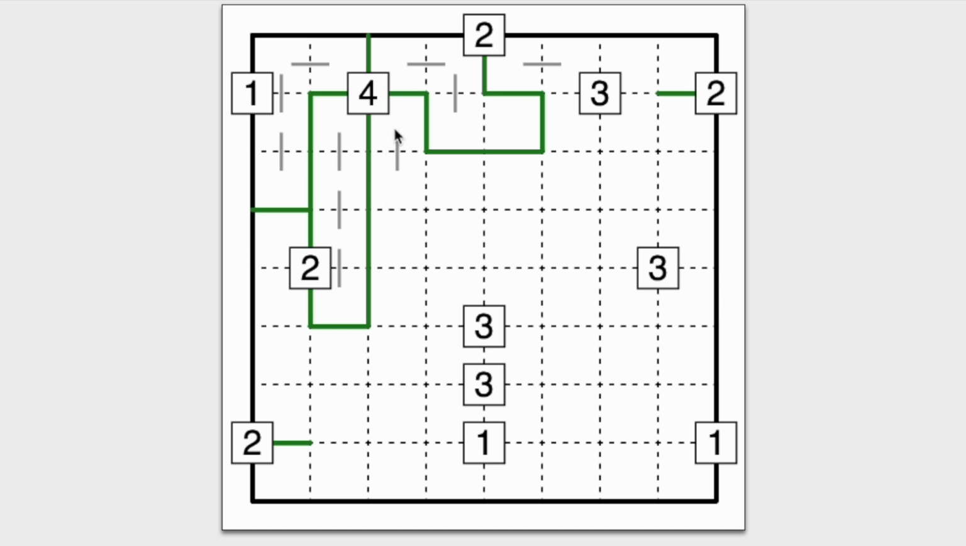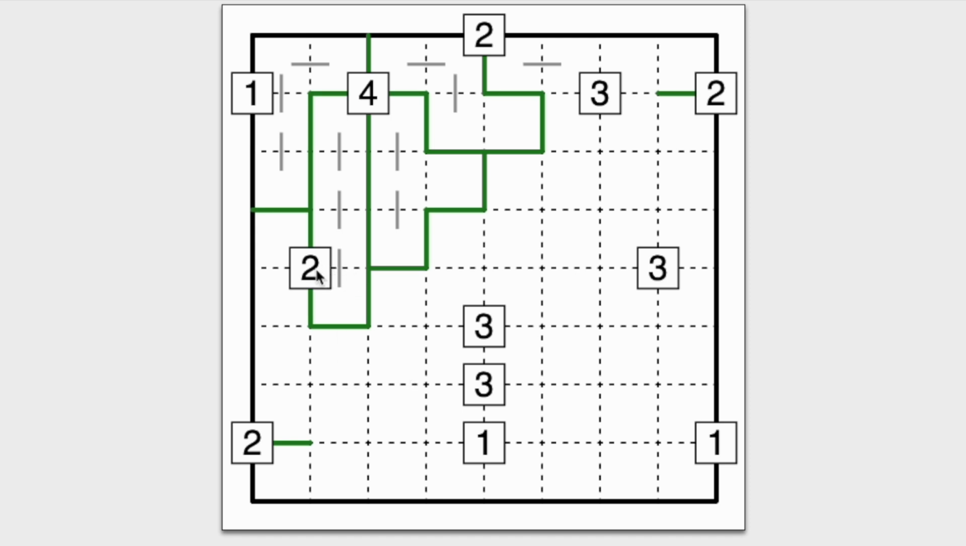And this, we know it is not L, I, or S. So what is left? T and O. And it's certainly not an O. There's nowhere to finish off that O. So it is a T, and there's only one way to do that. I can just draw that in.